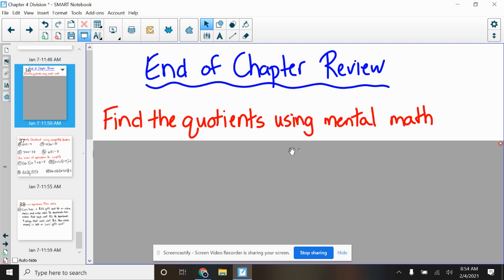And what kind of problems are they going to be? They're going to be mental math. If I'm finding the quotient, what kind of problems are they going to be? They're going to be division problems. They're going to be division because we should know at this stage of the math game that quotient is the answer to a division problem, okay?